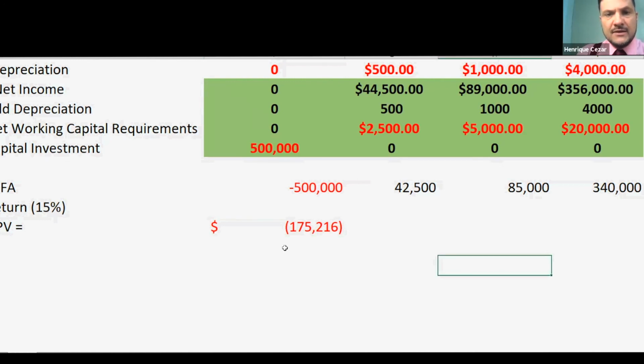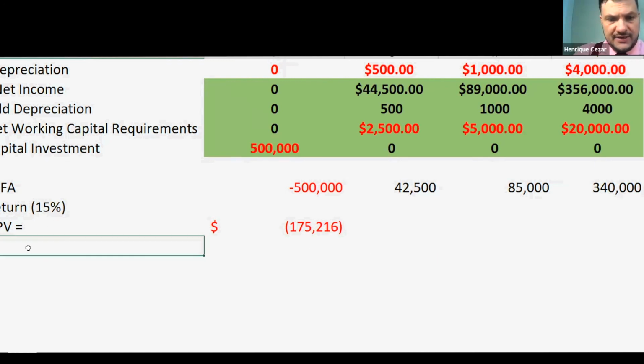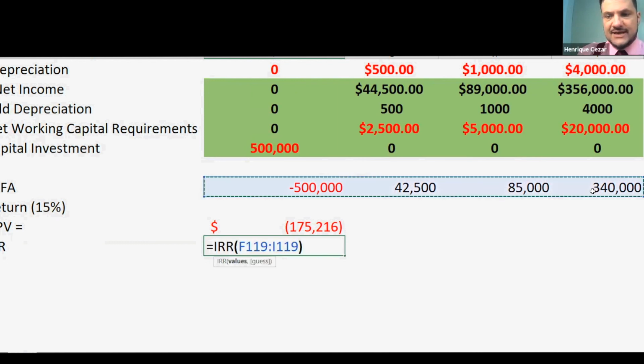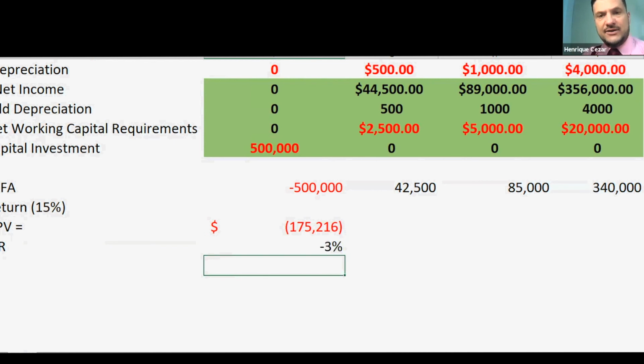All right, the IRR here will be easy. It will be just equal IRR, open parentheses, and you highlight everybody in the pool. Everybody in the pool gets highlighted, and then you're going to get a negative IRR, which is very, very bad. It's a bad investment.